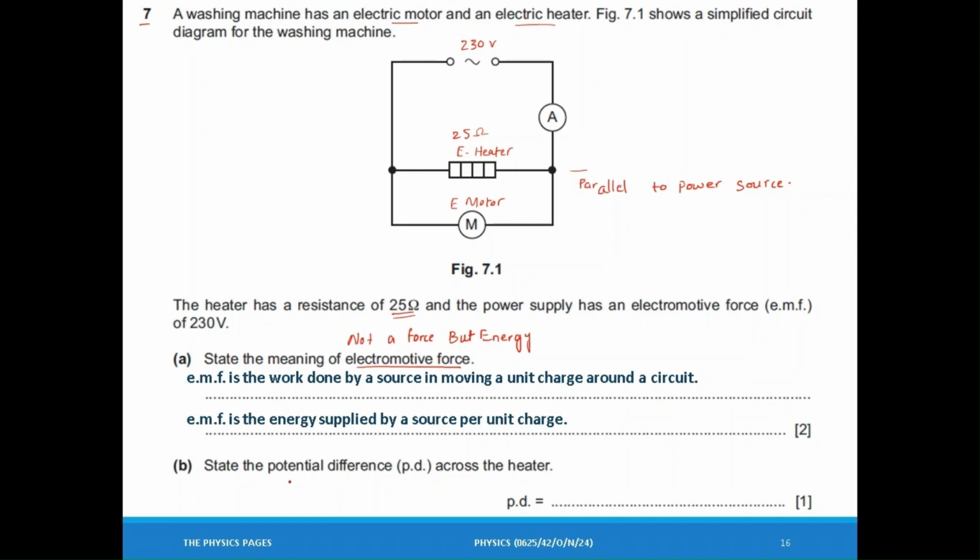It is also asked in Part B, state the potential difference across the heater. We know that the heater is connected in parallel to the power source. When the heater and power source are in parallel, you can simply say the amount of voltage of the source, 230 volts, is also across the terminals of the heater. So, I would prefer to write that the potential difference across the heater is 230 volts.